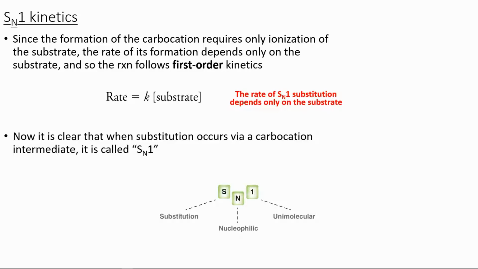Since the rate limiting step requires only ionization of the substrate, we're not going to worry about the concentration of the nucleophile when we analyze the rate of this reaction. The rate is dependent only on the concentration of the substrate, and since this is just one molecule that's determining the rate, we're going to have a unimolecular rate law, and it'll be an SN1 reaction, where we have S standing for substitution, N for nucleophilic, and 1 for unimolecular.